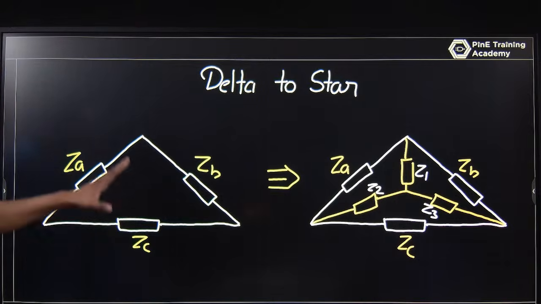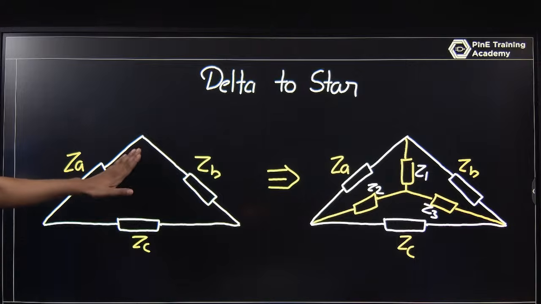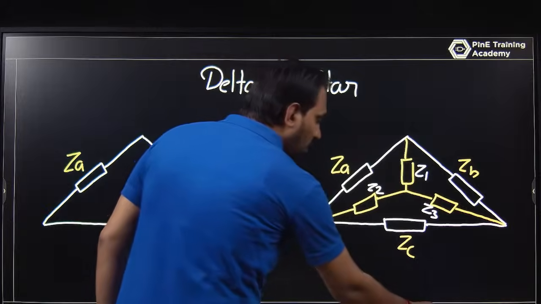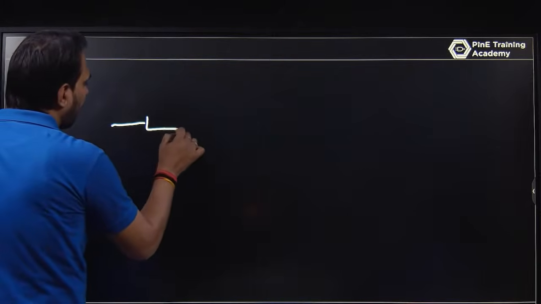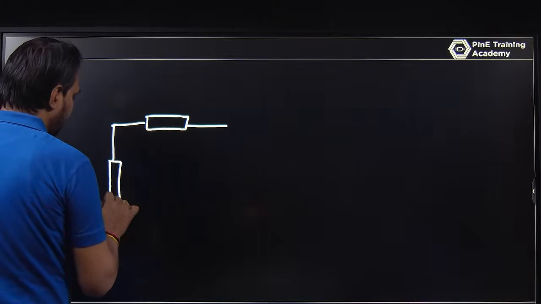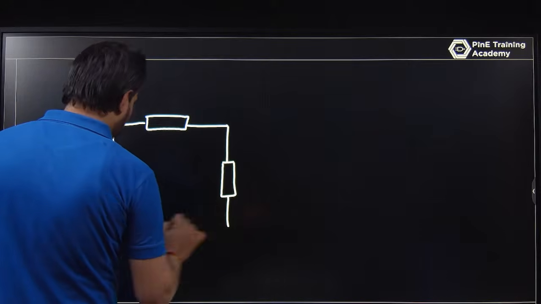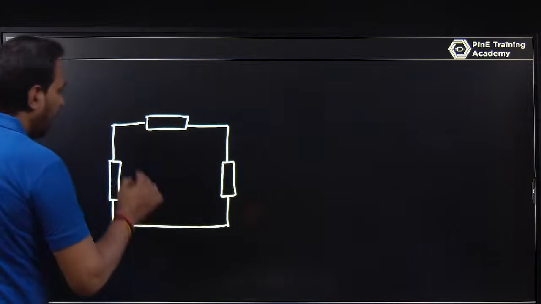So firstly understand how we can convert it. This is a delta form. I am just converting it into a star like this. Or I can say you have a pi form like this, and you can convert it into a star.